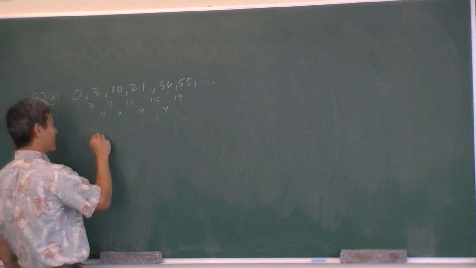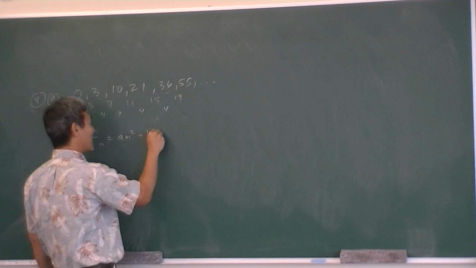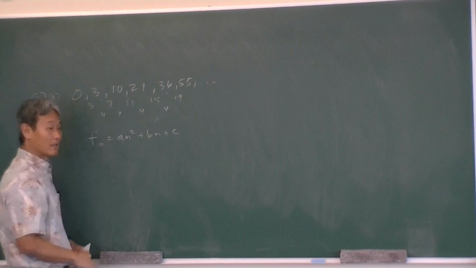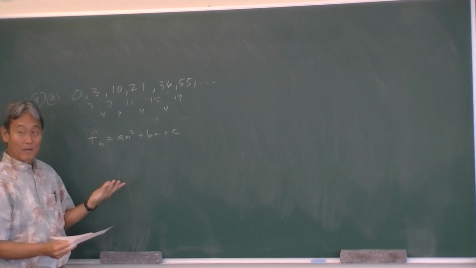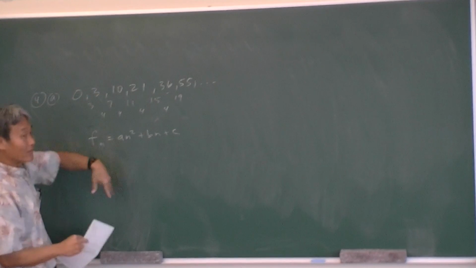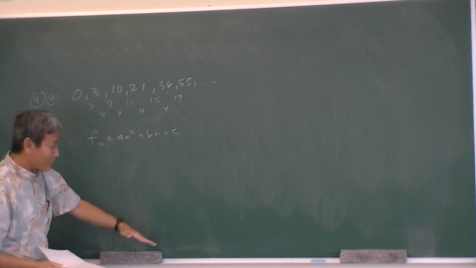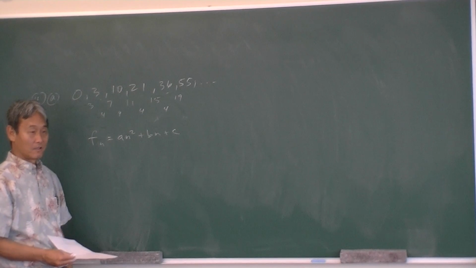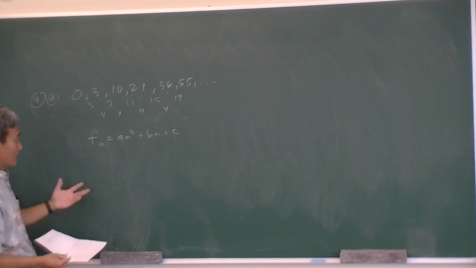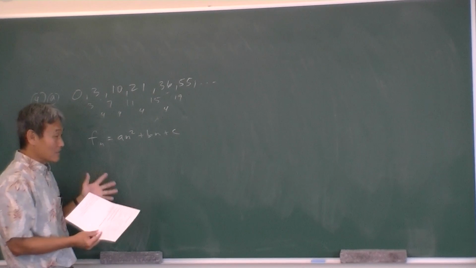So that means the formula is going to be an squared plus bn plus c. If it takes 3 levels to get to the constant difference, then it's going to be cubic. If it's just 1 level, then it's going to be linear. You know what I'm saying? If it's 10 levels, then it's going to be like some 10th power equation. Of course I wouldn't give you that because it would take long. But at least now we know it's quadratic. It's got to be something n squared.